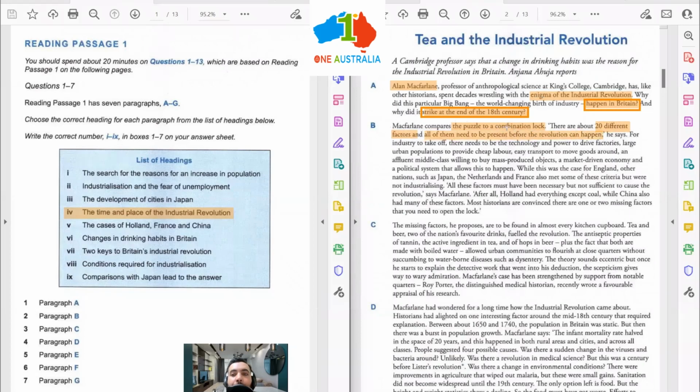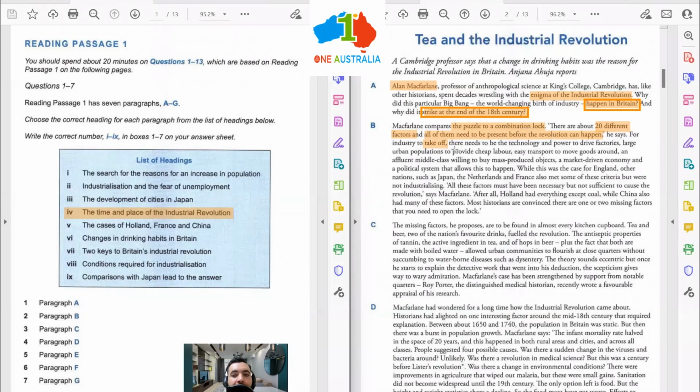This is why he was comparing it to a combination lock. In a combination lock, you have to combine different numbers first, only then can you unlock it. In a similar manner, you need to have all the factors aligned so that you can have an industrial revolution. For industry to take off means to start.